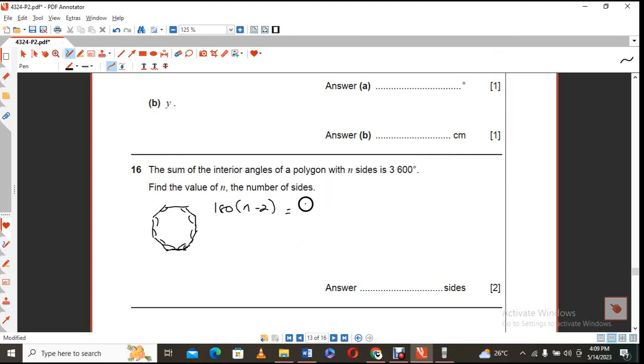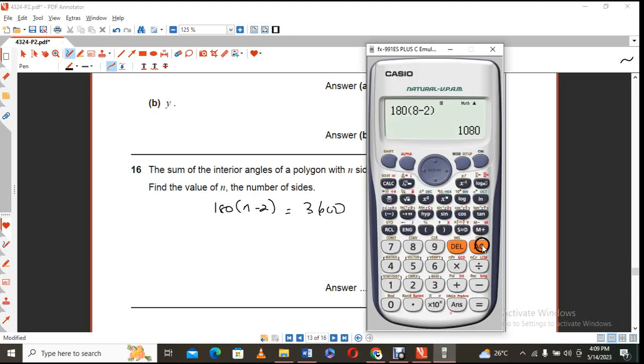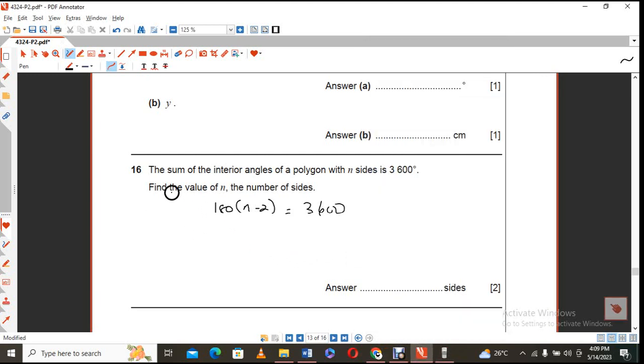So we're going to say let it, 180 times (n minus 2), equal 3600. So we are told that it is equal to 3600. So we have to solve this equation. There are many ways you can do this. You can first of all say, okay, wait a minute, 3600 divided by 180, I get 20. So I'm dividing throughout here. I'm dividing by 180, and I'm also dividing by 180. I have n minus 2 is equal to 20. Then n will be 20 plus 2, and therefore it has got 22 sides.